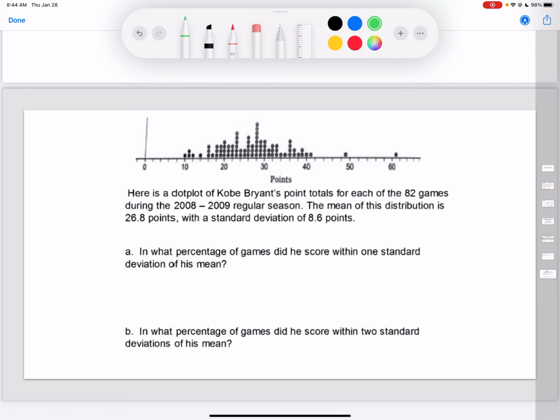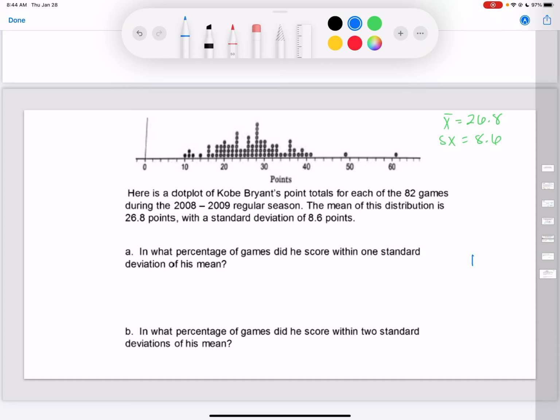So here's a dot plot of Kobe Bryant's point totals for each of his 82 games in 2008-2009. The mean of his distribution is 26.8, and he has a standard deviation of 8.6. Okay, so this is kind of the backbone of what we start to introduce with the empirical rule. And I don't really want to say that too much because I want you to discover and see what's going on here. But if I ask you, in what percentage of his games did he score within one standard deviation?